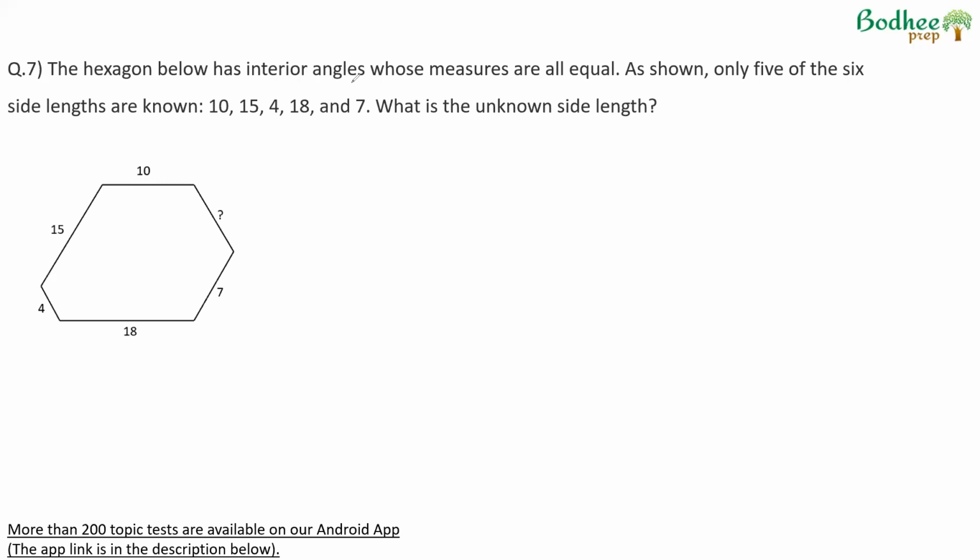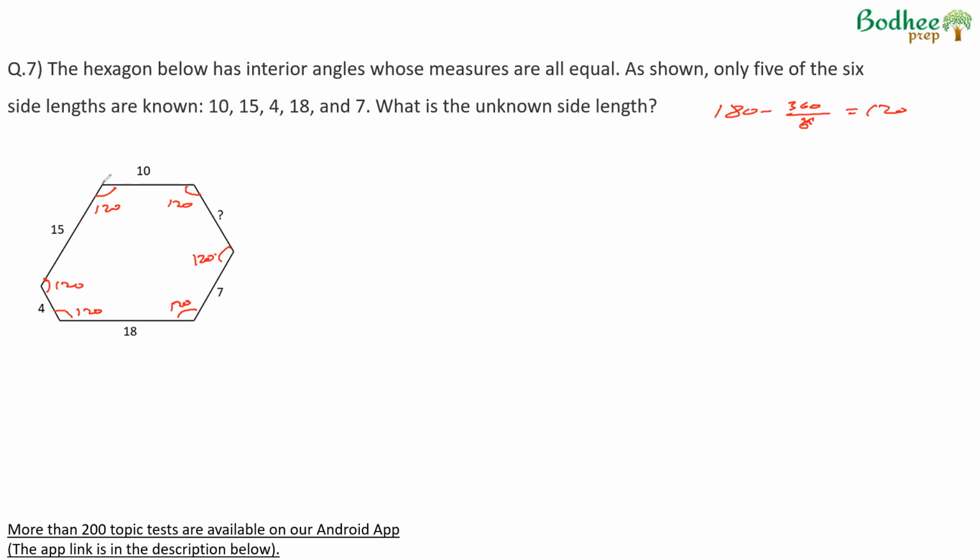The hexagon below has interior angles whose measures are equal. A hexagon has each angle as 180 minus 360 upon 6, which is 120 degrees. So all of these angles are 120 degrees. It is not a regular hexagon, but the angles are given to be equal. The sides of length 10, 15, 4, 18, 7 are known. The unknown length is required.